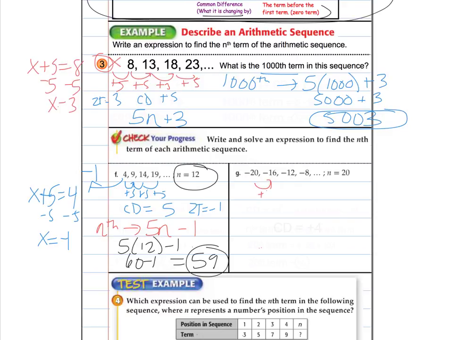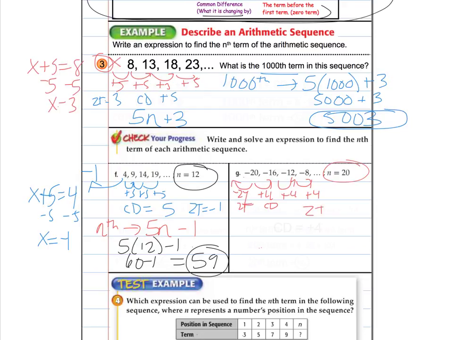One more, we're going up by 4 every time, we're looking for the 20th term. So we need to know the zero term. If we went up by 4, let's go down by 4. So we'd be at -24 as our zero term.